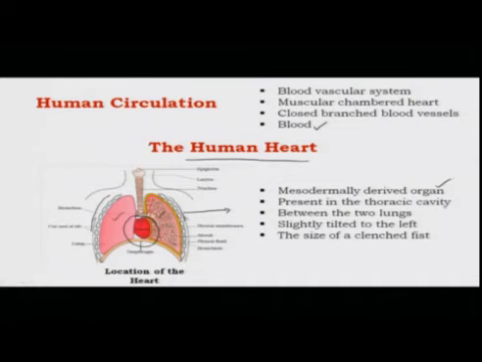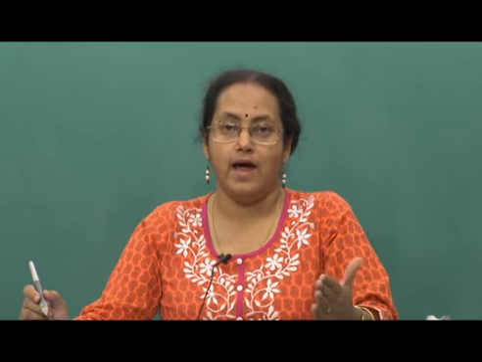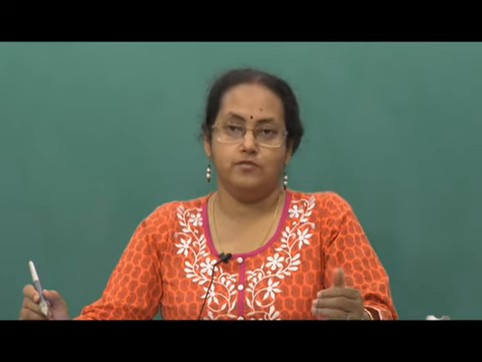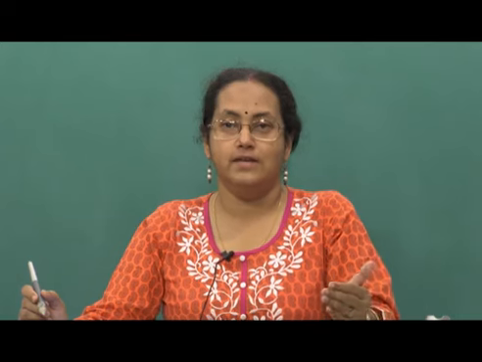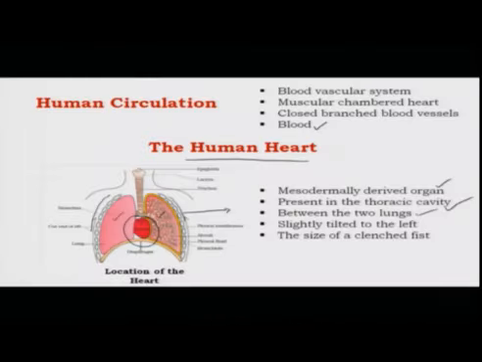It is present in the thoracic cavity, it is present between the 2 lungs and it is slightly tilted to the left. You might have heard some people ask you to listen to your own heartbeat, and if you place your hand on your chest, if you move towards the left side, you can hear the heartbeat coming from there. So, the reason the heartbeat comes from the left part of the chest is because the heart is slightly tilted towards the left. And what is the size of the heart? It is the size of about a clenched fist.